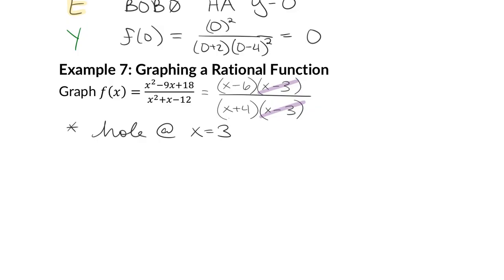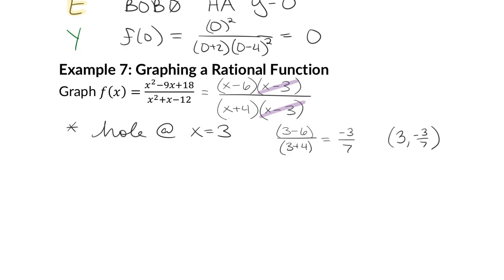Now, to find out where we put the hole in the graph, you are going to plug the number 3 into the function without the crossed out factors in it. Meaning, you're going to plug it into (3 minus 6) over (3 plus 4). 3 minus 6 is negative 3. 3 plus 4 is 7. So I have a hole at the coordinate point 3 comma negative 3 over 7.